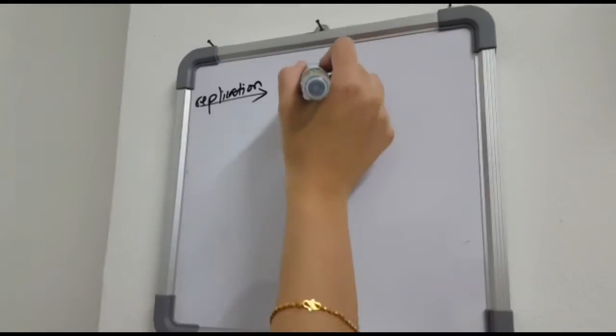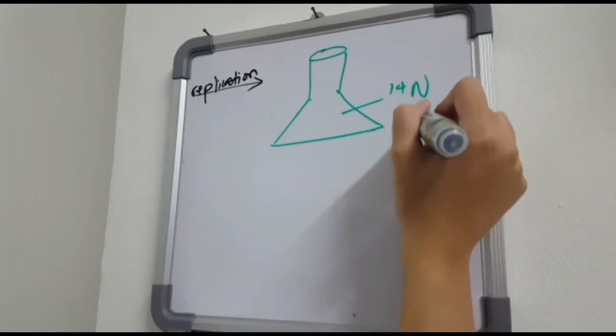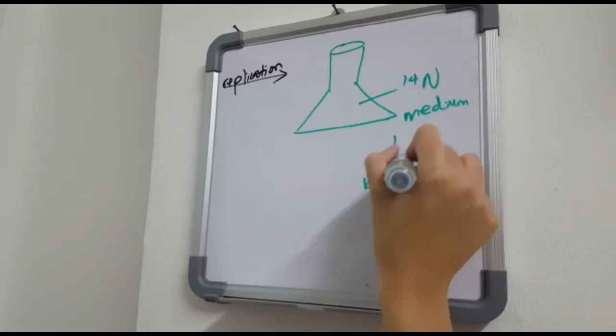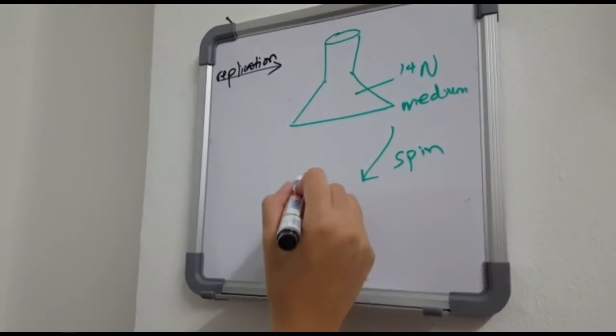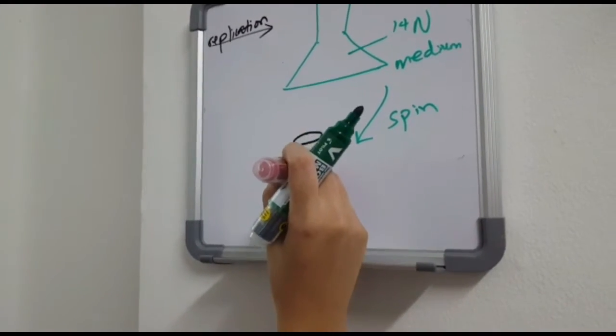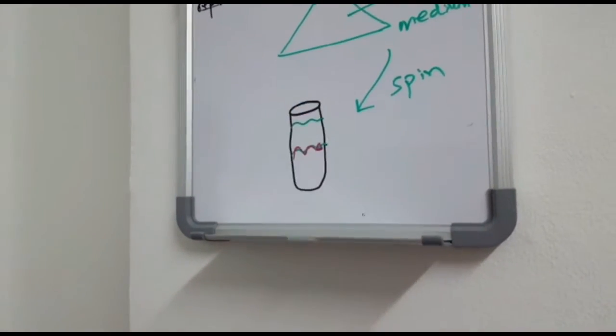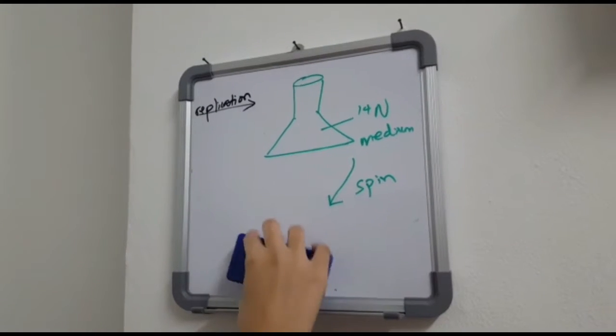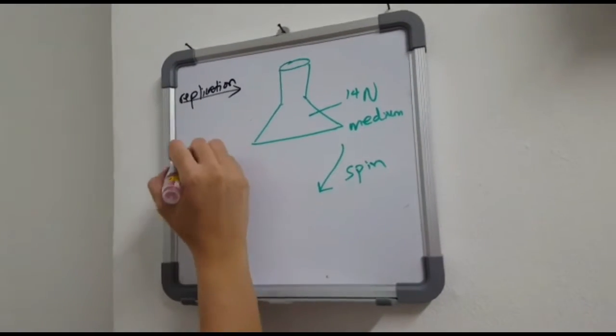In the third part of the experiment, they allowed for a second round of replication, after which they spun the tube. They found that the intermediate band remained, but in addition to that was the formation of another band higher up the tube that contained only 14N.